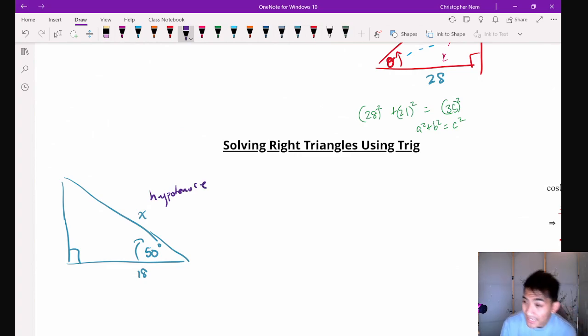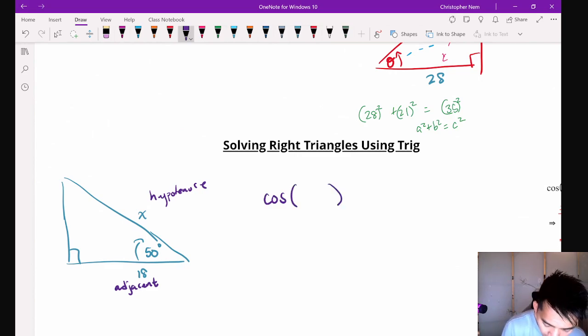And now this 18, in relation to this 50 degrees, is the adjacent. So I need to use a function that has adjacent and hypotenuse. I'm going to use the main three functions, sine, cosine, and tangent, so we're going to choose between one of these three. I don't want to use the reciprocals for this. It might be too complicated. So if we use this, we get the cosine function. The cosine function uses adjacent and hypotenuse. So I'm going to write cosine of something.